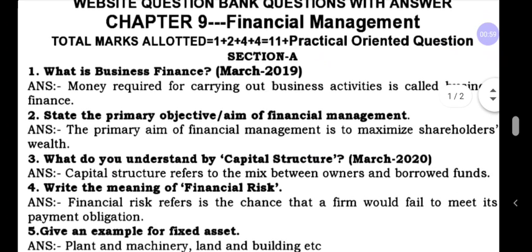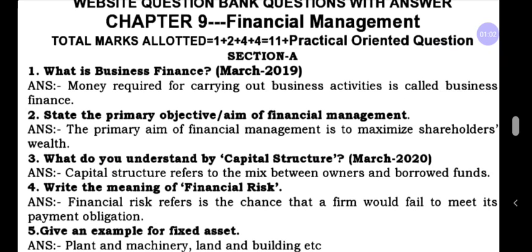The first question we have: what is business finance? Business finance means money required for carrying out business activities. If you want to run your business, the important element is money. Without money, any business is very difficult to conduct. This question was asked in the March 2019 final examination.